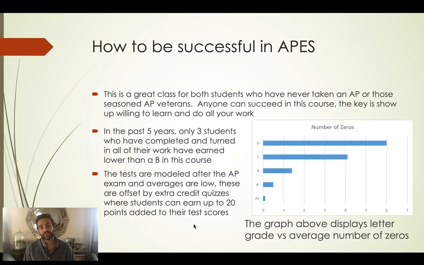I model my tests after the AP exam, and so test averages are usually in the 60s because that's actually a 4 on the AP exam and really good. But obviously I can't give everyone a 60, and so to bump up those test grades, I have extra credit quizzes that are built into the course that allow the students to earn up to 20 points added to their test scores for every single unit. And so that bumps that D average up to a B average for tests, and that makes it more manageable for success in this course.